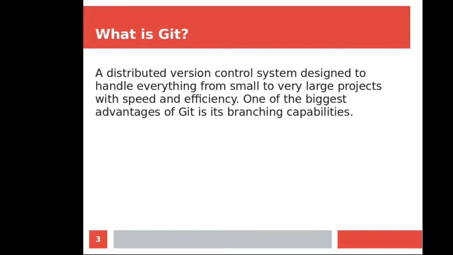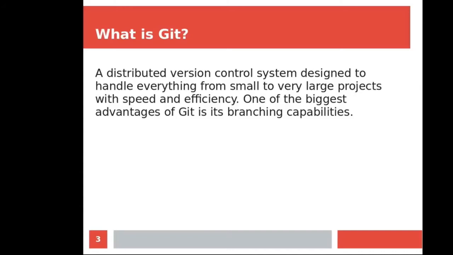So now we will talk about Git. So what is Git? Git is a distributed version control system which is designed to handle everything from small to very large projects with speed and efficiency. One of the biggest advantages of Git is its branching capabilities. Previously we were using a single FileZilla client to transfer files from our local project to the server.